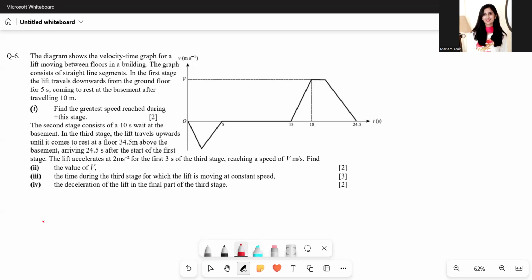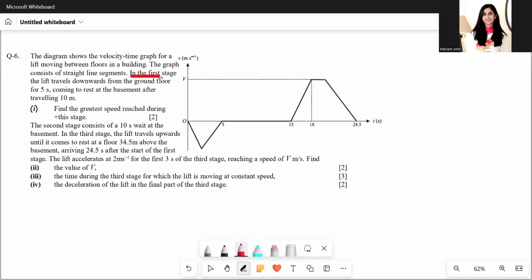In the first stage, the lift travels downwards from the ground floor for 5 seconds, coming to rest at the basement after traveling 10 meters. Okay, so that is this part of the graph.